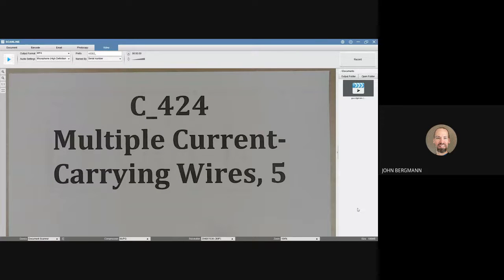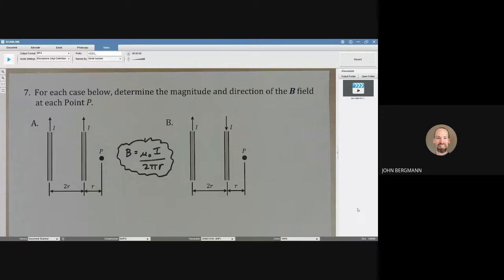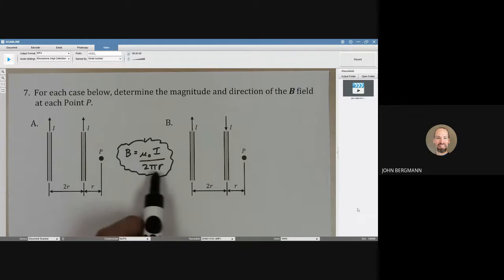Multiple current carrying wires, problem 5. For each case below, determine the magnitude and direction of the B field at each point P. Now to do that, I've included here the equation that we've come to know and love about the magnitude of the B field at a radial distance r away from a current carrying wire that is carrying a current I. So there it is right there.